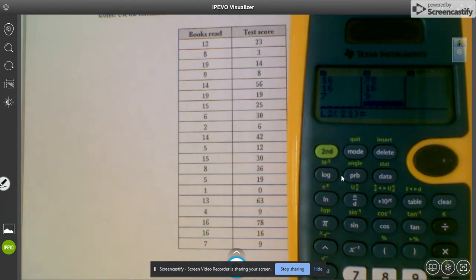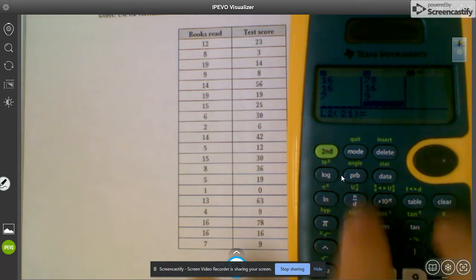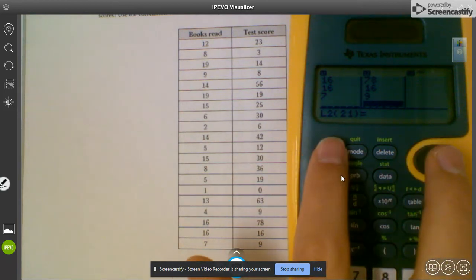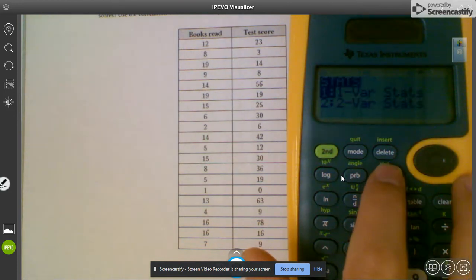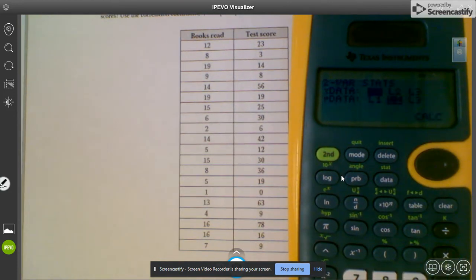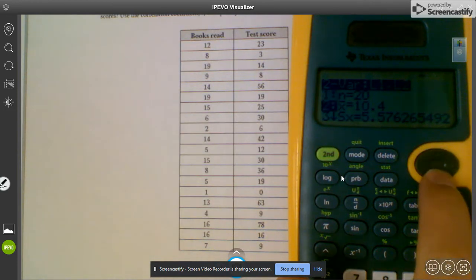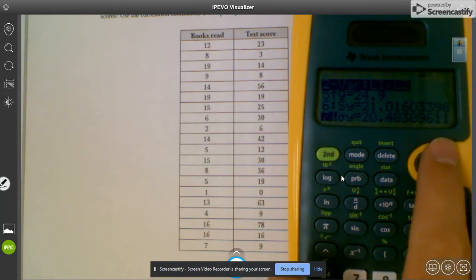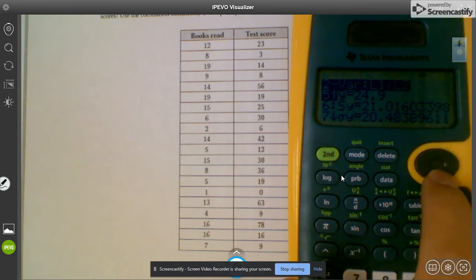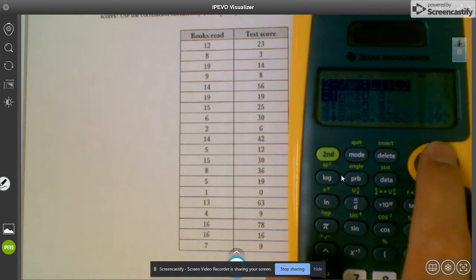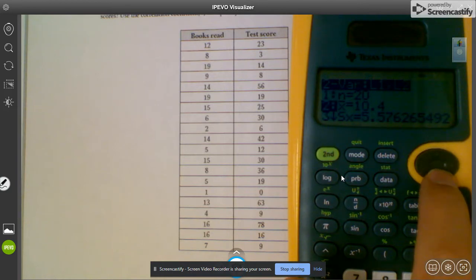So now that I have the correct data set, and I don't have to put them in order from least to greatest, the calculator will handle all that for me. Second stat, 2 variable stats, L1, L2, and calc. Boom, there we go. You get a mean, you get all this other stuff, and we're looking and we're like, what's going on? There's the average for the Y's, which are your L2s, right? So the average test score is 24.9. The average number of books read is 10.4.